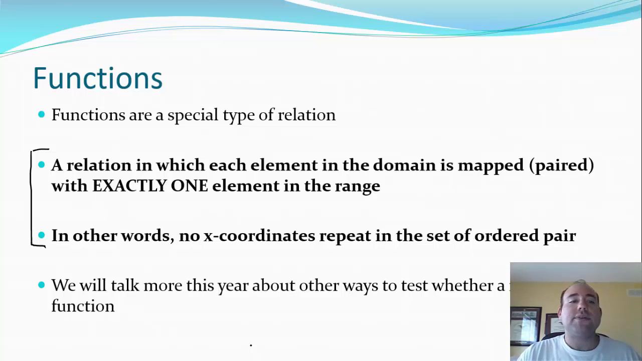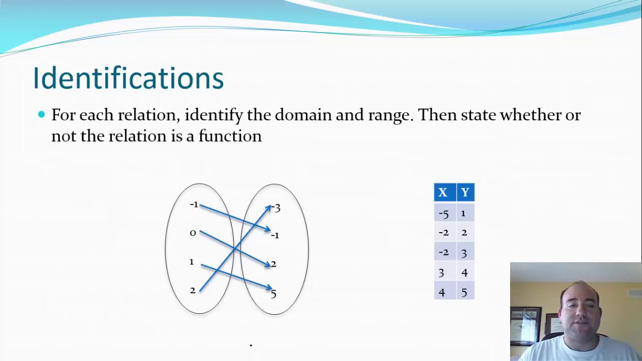All right, so let's do a little bit of work with identifying functions from relations and also throw in some of that domain and range stuff. So I've got 4 different examples. They're on the back side of your note sheet. We'll go through them together, and we'll see what we can do with them. So the directions say for each relation, identify the domain and range, then state whether or not we have a function. Okay, so the first one I gave you here is a mapping diagram.